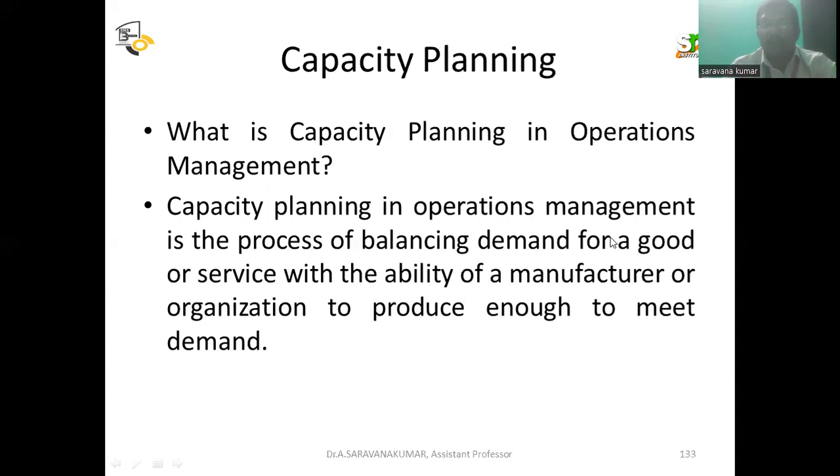Hi everyone. Today we are going to discuss a very important topic in operations management, capacity planning. What is capacity planning in operations management? Capacity planning in operations management is the process of balancing demand for a good or service with the ability of a manufacturer or organization to produce enough to meet demand.